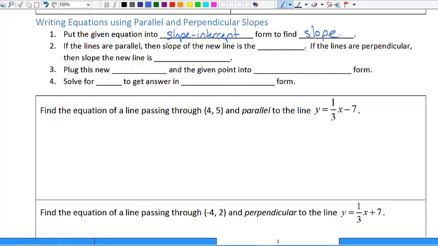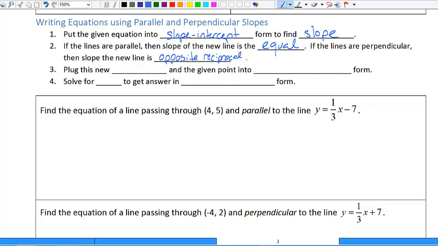Now, if your lines are parallel with the given information, then the slope of the new line is going to be equal to your original slope. But if the lines are perpendicular, then the slope of the new line is going to be opposite reciprocal.